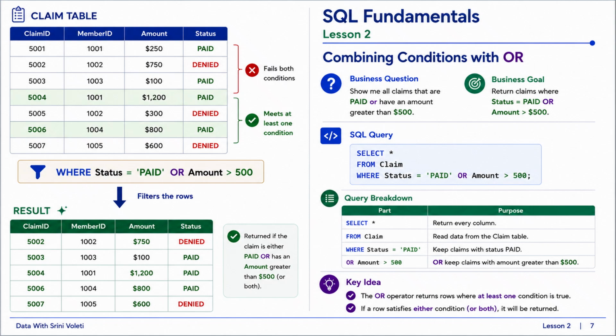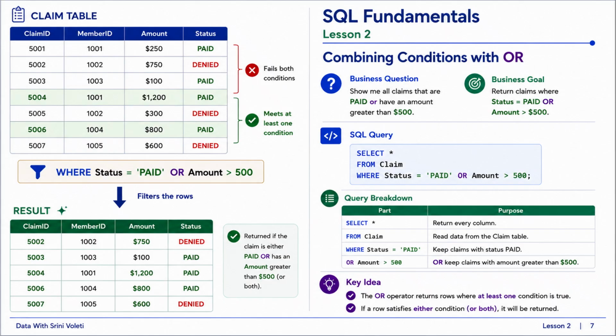Welcome back. In the previous lesson, we learned how the AND operator works. With AND, every condition must be true before SQL returns a row. Now let us look at another logical operator that behaves very differently. The OR operator.